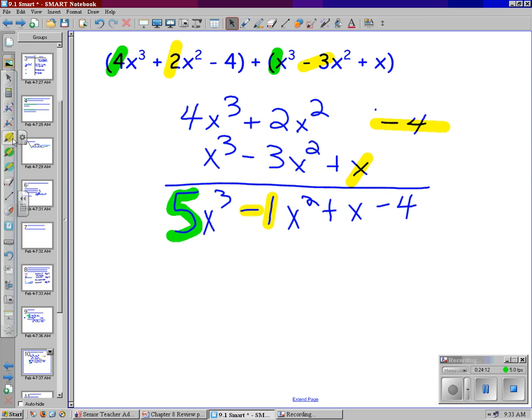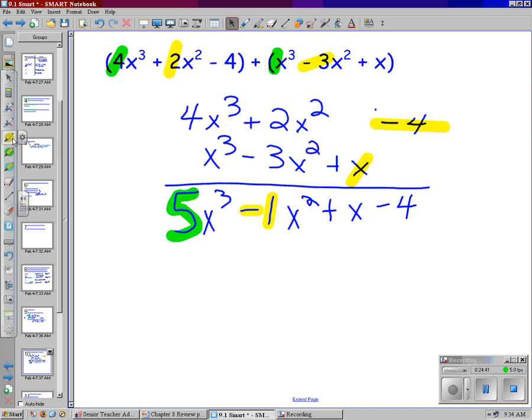Andrew? What if in the top one there is another, like a positive 4x squared? Another 4x squared, you just add it on. Add the coefficients together. Jake? Wouldn't the x and x squared be like terms? No, x and x squared are not like terms. They have the same variable, but they have different exponents.